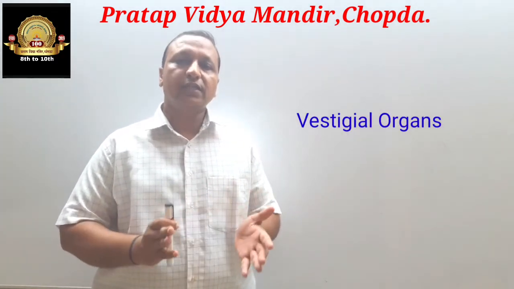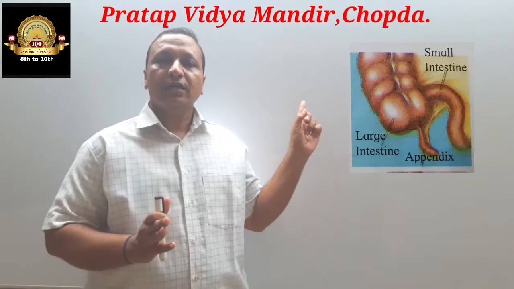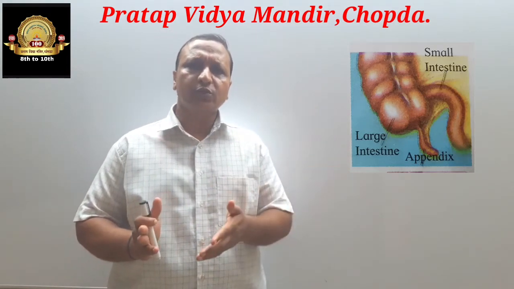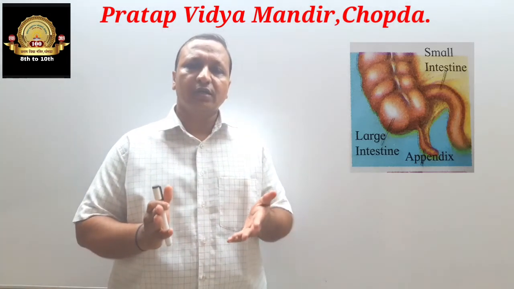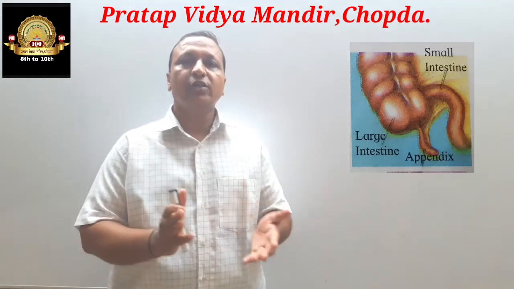Then the third one is vestigial organs. Degenerated or underdeveloped useless organs of an organism are called vestigial organs. Such an organ, though non-functional in certain organisms, may be functional in other organisms. For example, the first one is the appendix. The appendix is useless to human beings, but it is a fully useful and functional organ in ruminants.